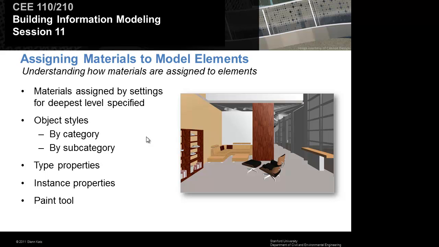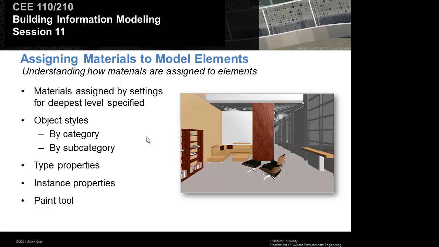You have to do a little bit of investigating in order to determine where it's assigned. So just to give you a breakdown of how it really works, there's a hierarchy. It starts with object styles, specifically a category, then subcategory, then it moves down to type properties, instance properties, and paint tools. So a specific instance will take the lowest of whatever you define. So if you have a paint tool on something, it's not even going to worry about what's going on above it. And same thing with the type properties. If you've changed a specific element type's properties for its material, then it's not going to worry about what the category is. Okay.